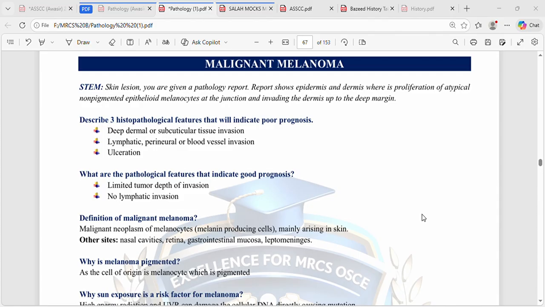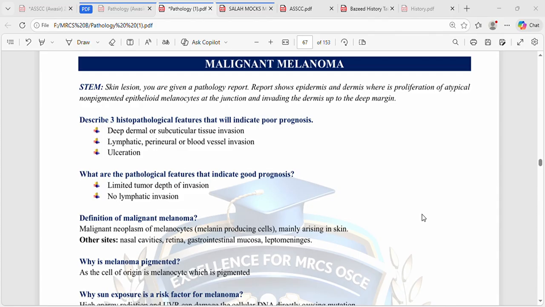This means the report is showing the epidermis and dermis junction, and at the junction there are non-pigmented epithelial melanocytes invading the dermis up to the deep margin. So, describe the histopathological features of that report that will indicate poor prognosis. Deep dermal or subcutaneous tissue invasion, lymphatic, perineural or blood vessel invasion, ulceration, and lymph node metastasis. These all indicate bad prognosis.